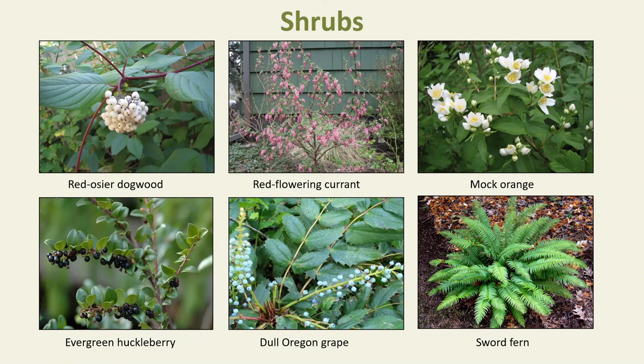So we've got quite a few examples on this page. Up at the top, we've got the red osier dogwood, which we already looked at a picture of in winter when it has just those red twigs. The red flowering currant, which we talked about, which is a nice early spring bloomer. Mock orange, the evergreen huckleberry, Oregon grape, and sword fern.